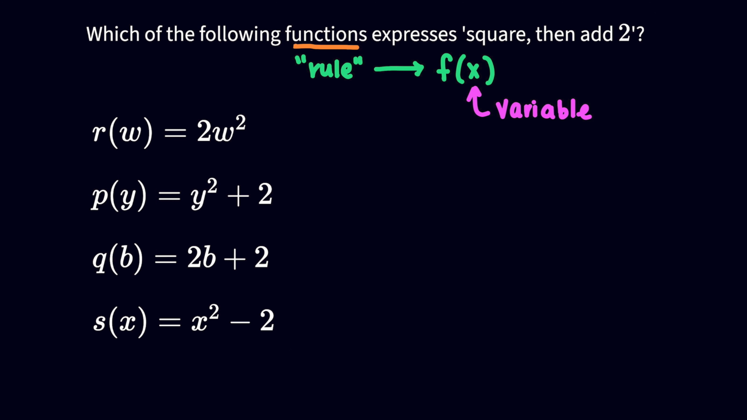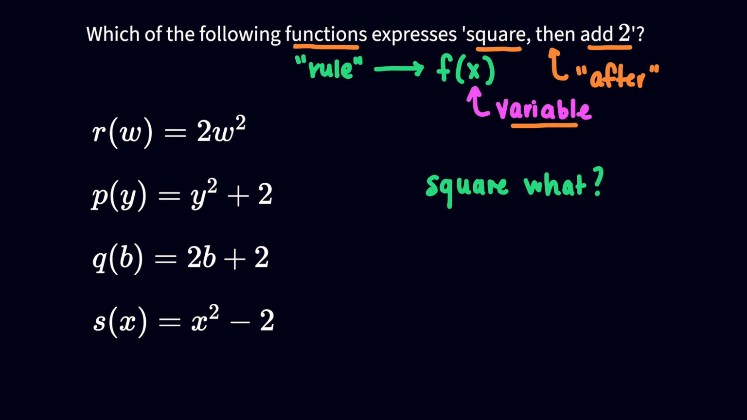We have to take that variable and square it, and then after that, add 2. We need to square first, and then after that we need to add 2. So the idea is square what, right? When they say we want to square, or multiply by 2, or anything like that, that's what we're doing with the variable. Now, we're going to do some test-taking techniques as well as solving the problem.